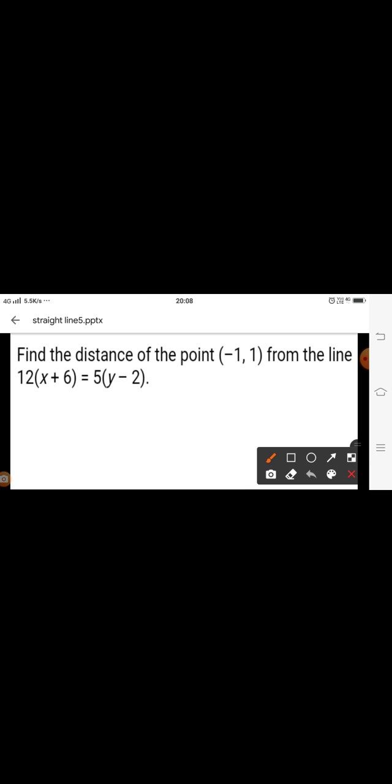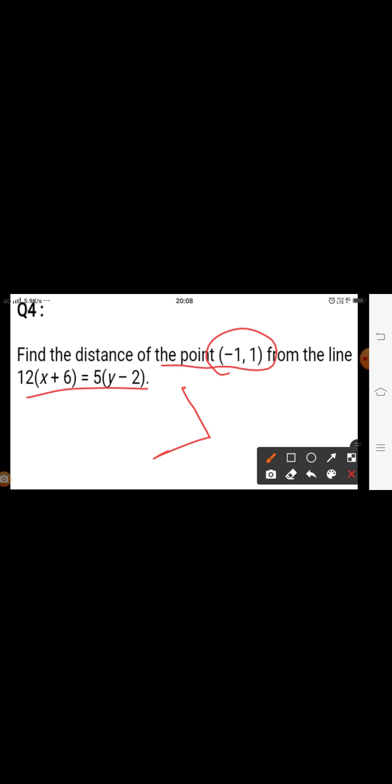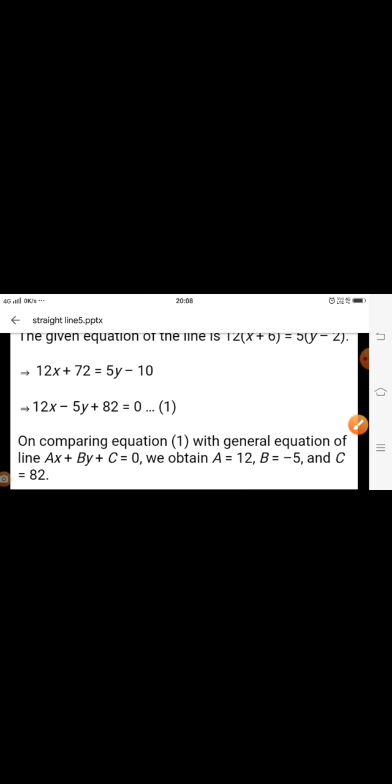Question number 4: we have to find the distance of the point minus 1, 1 from the line. We know the formula for finding the distance between a point and a line, the perpendicular distance formula. Then let us do this.